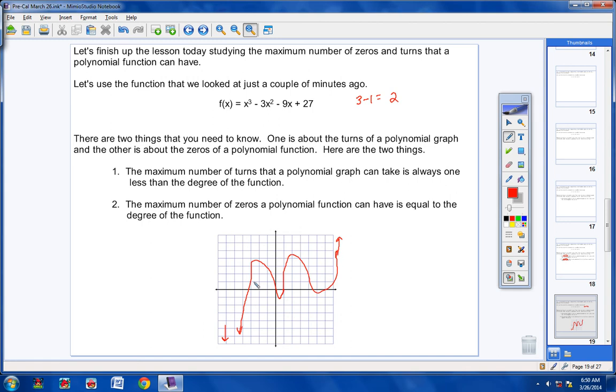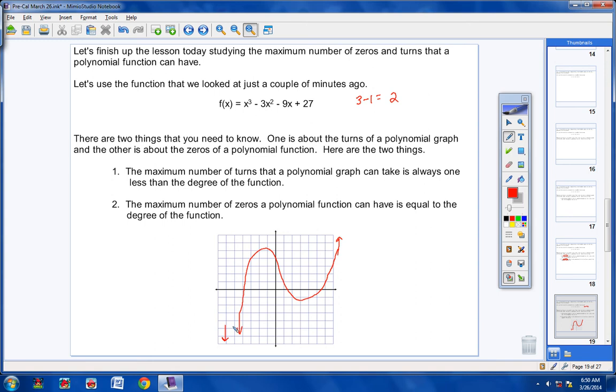How do you know that, Mr. Earhart? Well, watch. The graph went up, it took a turn here, that's 1, took a turn back up, that's 2, took a turn back down, that's 3, and then turned back up, that's 4 turns. And I just told you the maximum number of turns that the graph could take is 2. This is very helpful, guys. So the maximum number of turns this graph could take would be 2 turns, something like that. There's 1 turn and there's 2 turns.